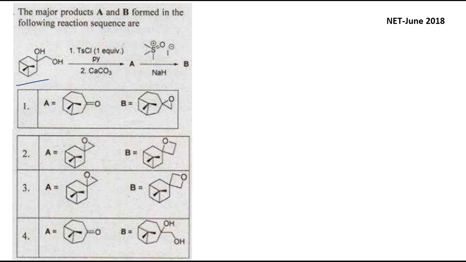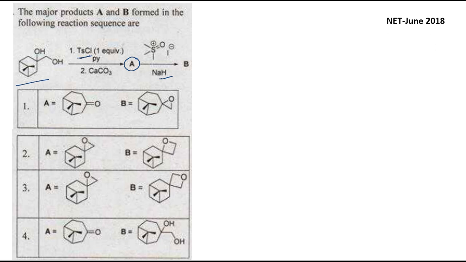In presence of tosyl chloride 1 equivalent, pyridine, calcium carbonate, first we are getting A. Then we have Me3S+=O, and there is counter ion I minus. Also there is presence of base, and the final product is B. Now what will happen here?